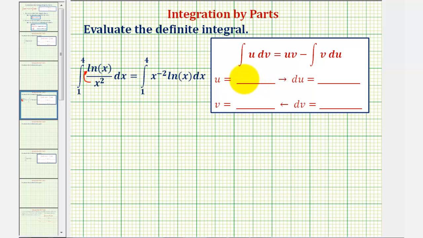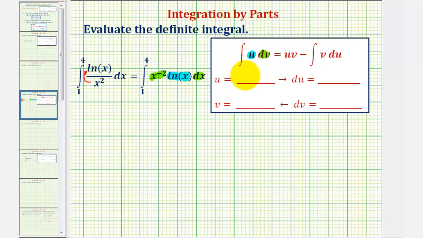So in this case, let's try letting u equal natural log x. Since natural log x is not easy to integrate, it wouldn't be a good choice for dv. So if we let u equal natural log x, then that means differential v, or dv, would be equal to x to the negative 2 dx.